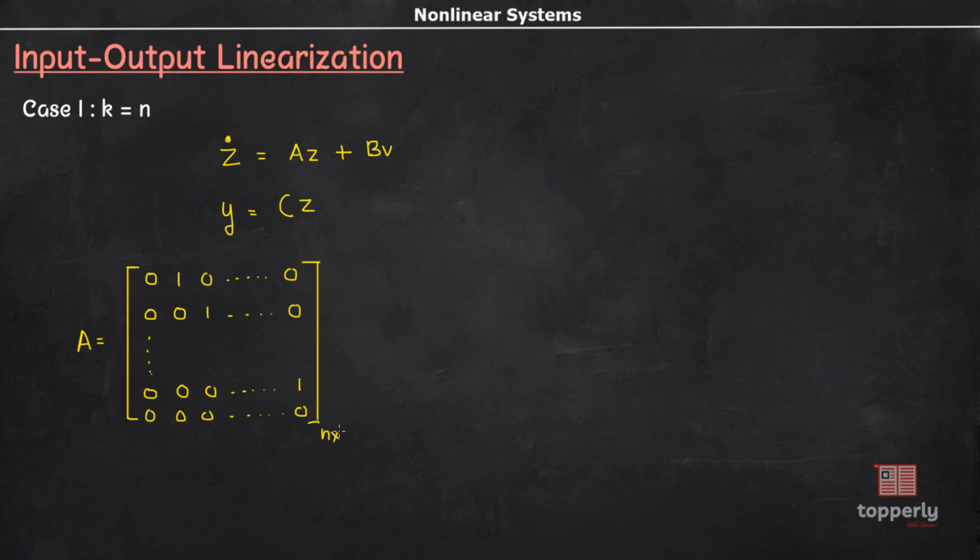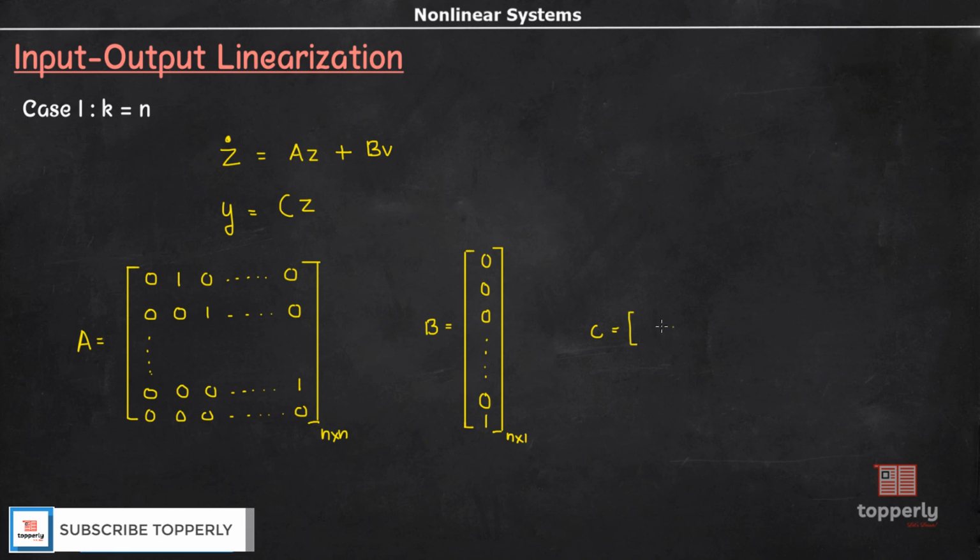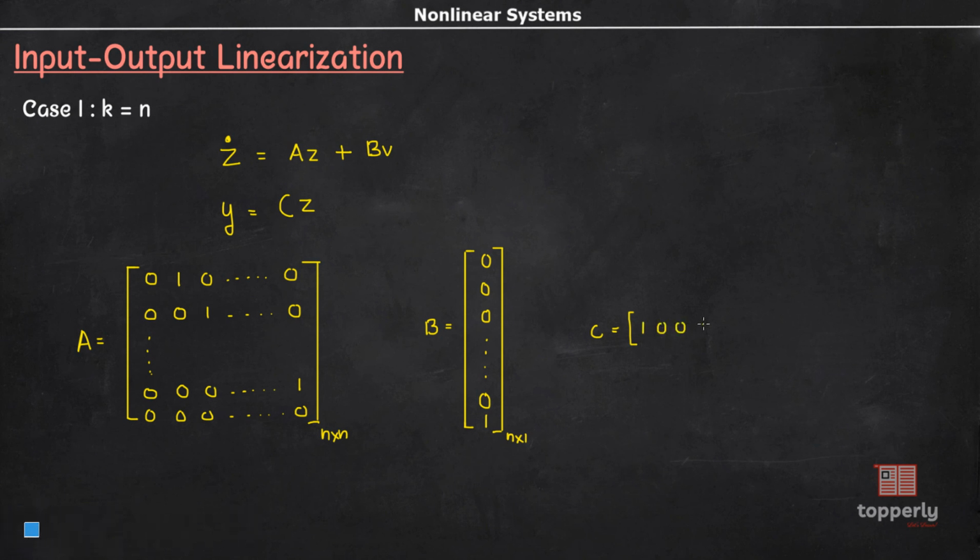Note that this is an n into n matrix, and we have b equal to, only the last term Zn dot has v, therefore 0, 0, 0, etc. to 0, 1, and this is an n into 1 matrix. And finally we have c equal to, we know that y is equal to h of x, which is equal to z1, therefore the first term is 1 and all other terms are 0, etc. to 0, and this is a 1 into n matrix.